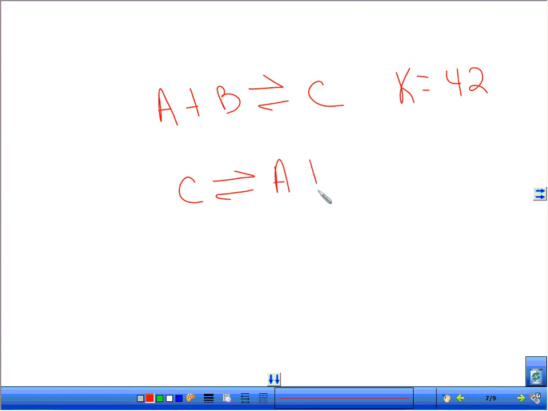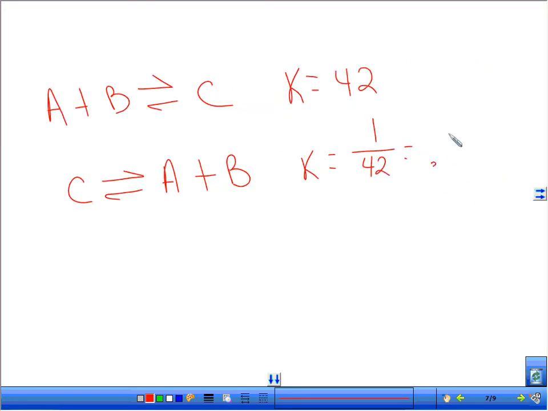If I were looking for the flip of this one, this equation here, this is a synthesis reaction. Now I'm looking at a decomposition reaction. In order to find the new K, you would take 1 over 42. And I don't want you to leave it like that. I'd actually have you calculate it out, and you would put in 1 over 42 in your calculator, and you would get 0.0238. Okay, so that's that one.